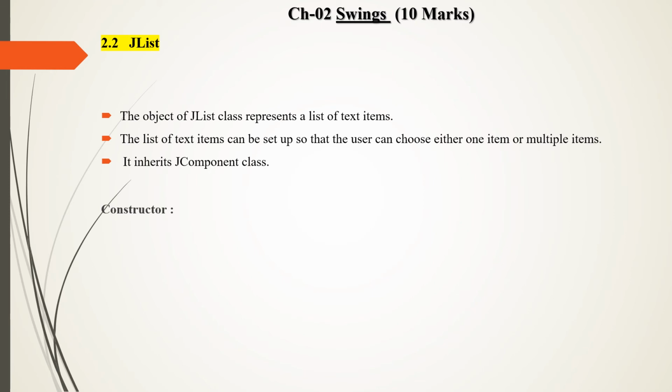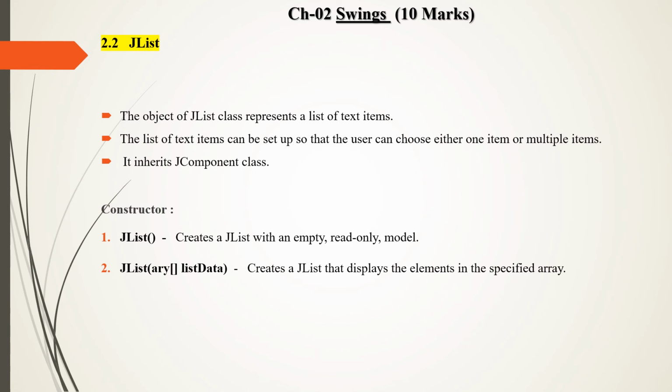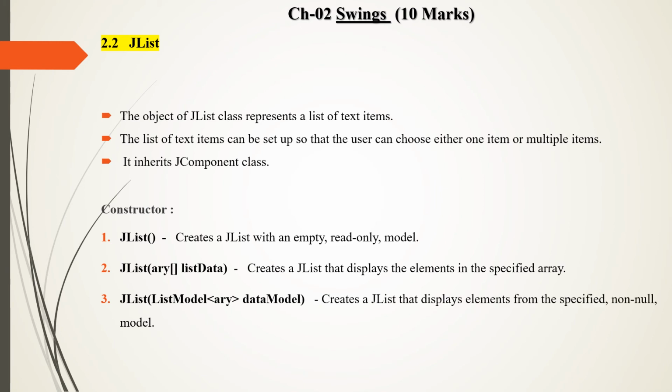Next we see the constructors of the JList class. The first constructor is the default constructor, which creates a list with an empty read-only model. The second constructor of JList has one parameter, an array. We can pass the array of items to the second constructor, which creates the list that displays the elements specified in the array. And third, JList with a ListModel creates a JList that displays the elements from the specified non-null model. Okay, so these three are the constructors of JList.